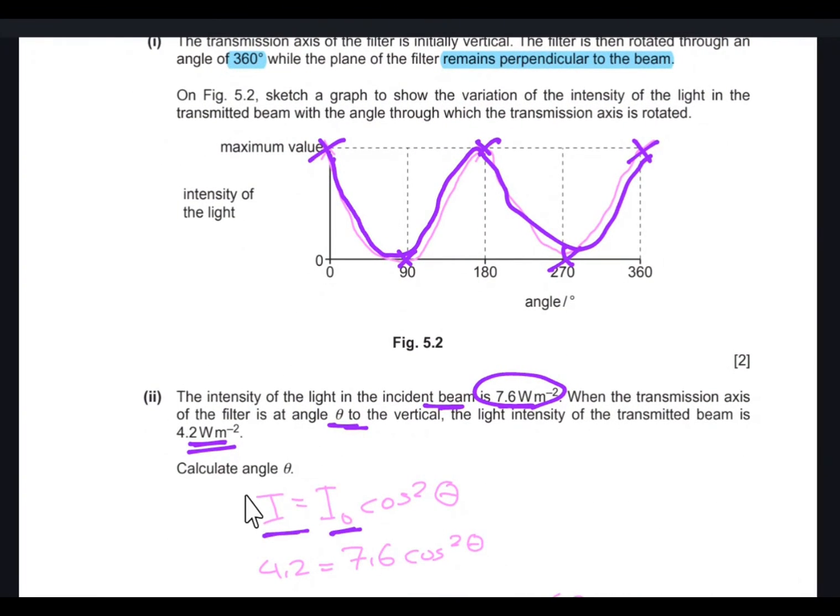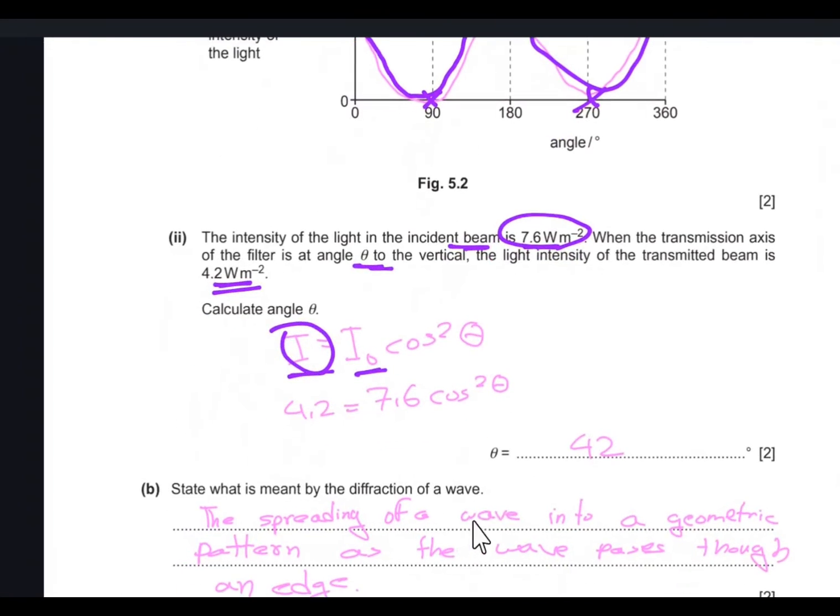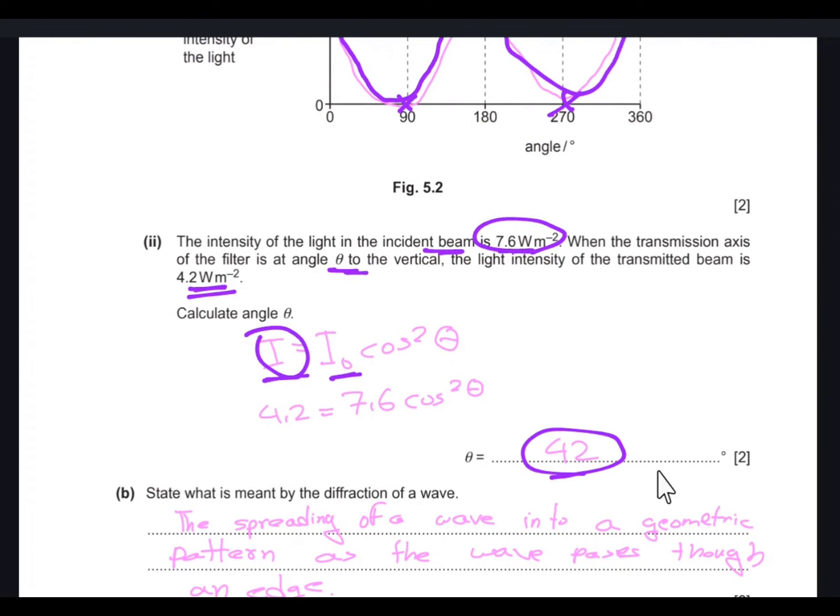So we know the formula, that is I is equal to I0 cos square theta. By using this formula, we find the theta that is 42 degree, correct to two significant figures.